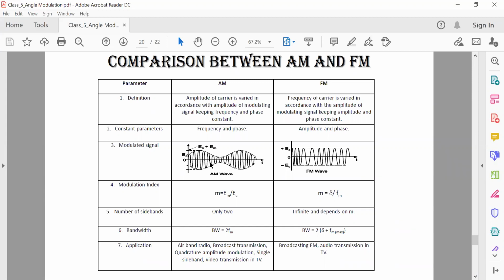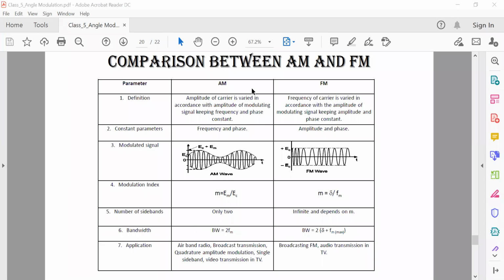These are the modulated signals after the combination of the carrier signal and the modulating signal, for AM and for FM. The modulation index is defined as Em by Ec in the case of AM, and delta f by fm in the case of FM. The number of sidebands is only 2 in AM, but in FM the number of sidebands is infinite and depends on the modulation index m. Bandwidth is given as 2 fm in amplitude modulation, but in FM it depends on the deviation and the maximum frequency, which are added together and multiplied by 2.